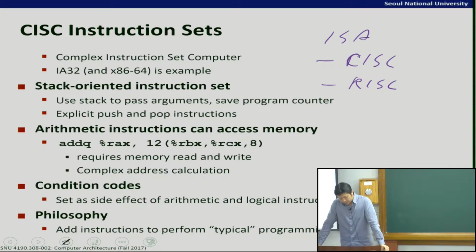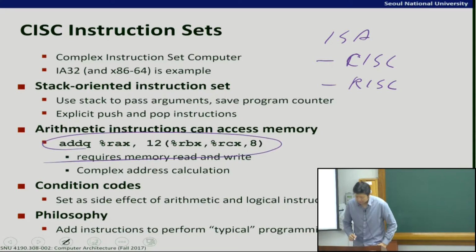So usually they use the stack to pass arguments and save the program counter, and there are explicit push and pop instructions. Also, arithmetic instructions can access memory. This is an example of a very complex addressing mode: addq, a store instruction. It reads the value from memory, adds the value of the RAX register, and then copies the result back to memory. It's a very complex instruction, right? It requires memory read and write, and complex address calculation. In a sense, in a single instruction, it does load and store plus add.